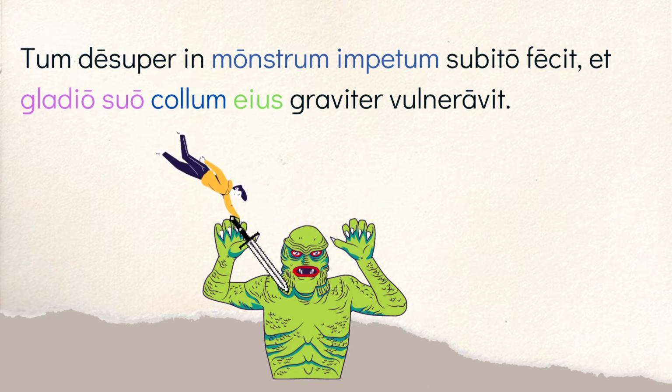Again, impetum could be an attack, a strike, however you want to interpret that. But he not only made the attack, he vulneravit, he wounded the monster, graviter, gravely, seriously wounded it, gladio suo, with his sword. And what did he wound? The collum, the neck, eius, of it, meaning of the monster. So it's saying that he came in and swiped at the monster's neck, and he seriously wounded it with his sword. Because again, he's flying above, desuper, above the sea monster, and he wounds it in the neck.